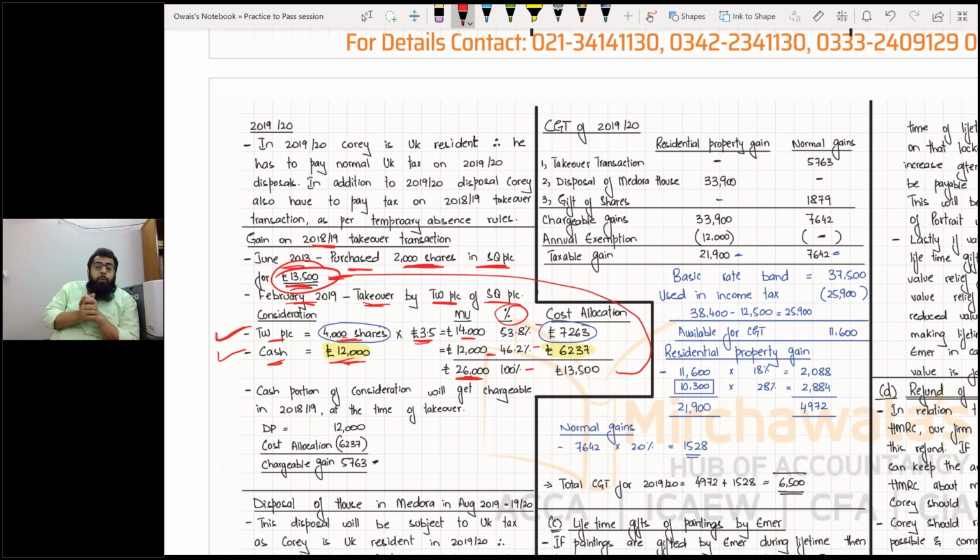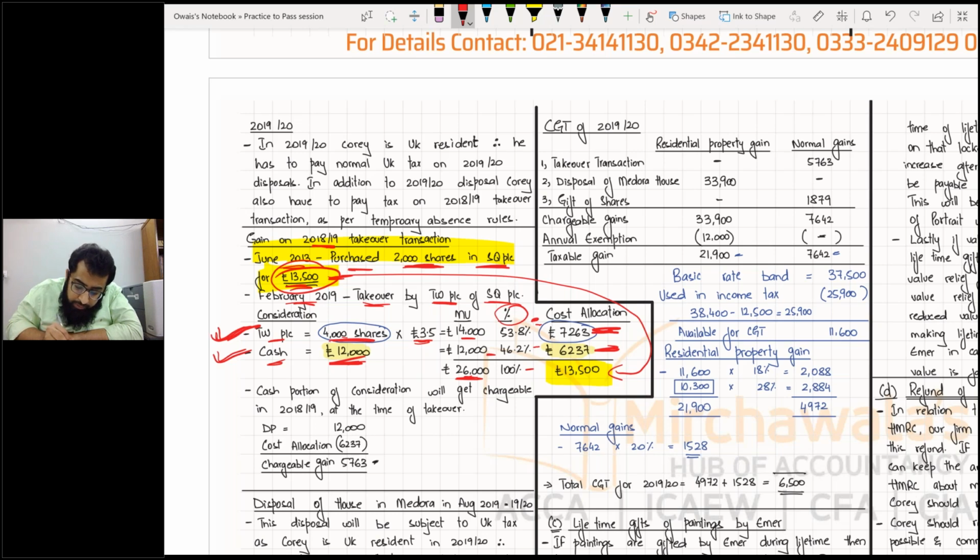Basically, the principle of paper-to-paper takeover is that you allocate the cost of old shares on new consideration. What was the cost of old shares? You had 2,000 shares of SQ. Now this cost will be allocated on shares and cash portion, according to the percentage.